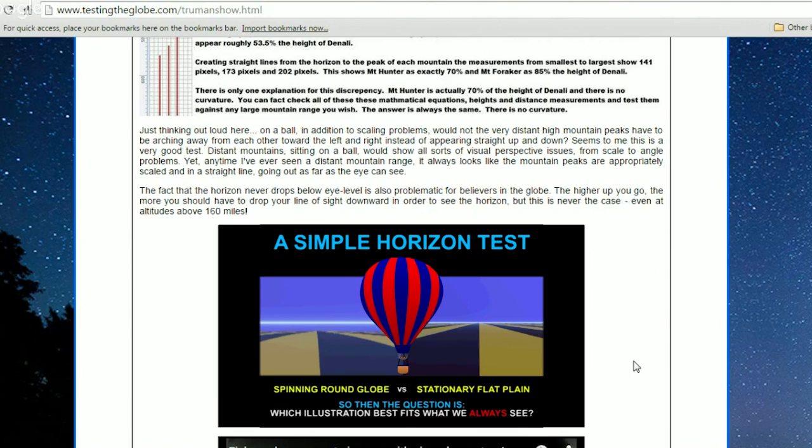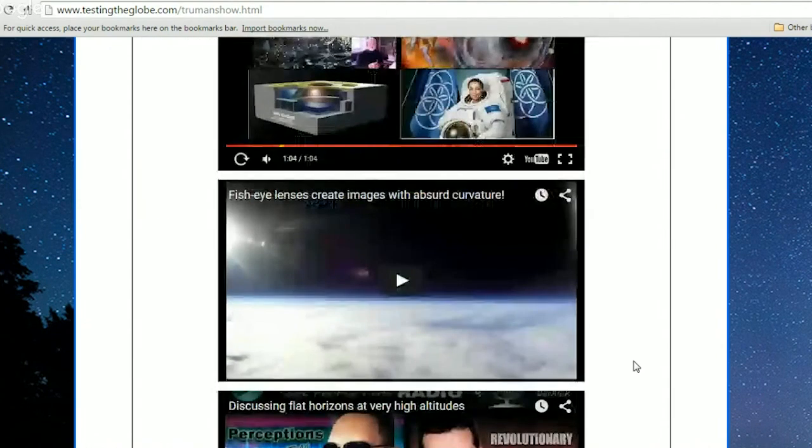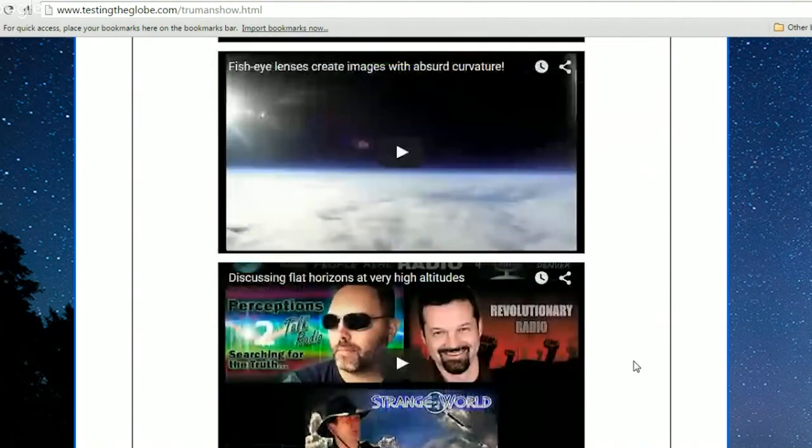But if you were rising up over a ball, that would not be the case. The higher up you go, the more you should have to adjust your eyesight, your eye line, downward. You have to tilt your head to look down toward the horizon as the ball recedes away from you underneath you. And I say in this animation, so then the question is, which illustration best fits what we always see? And really, you see that that's the case even to altitudes up to 160 miles in some of these other videos I did here. I'm not going to play them here, but you can check them out for yourself.